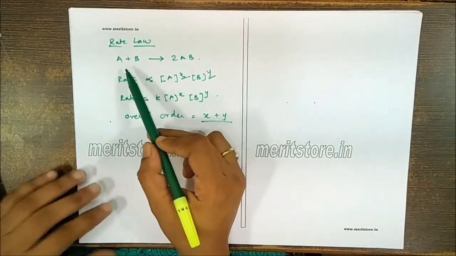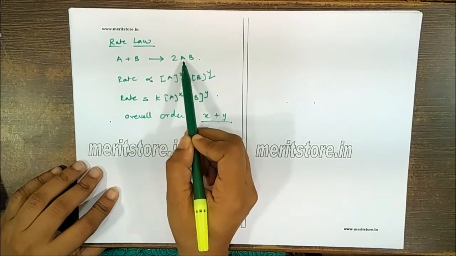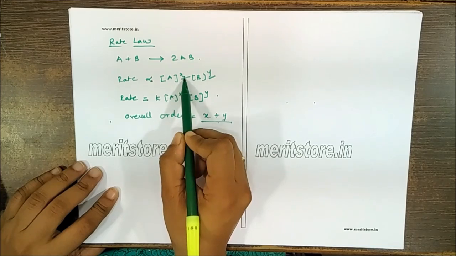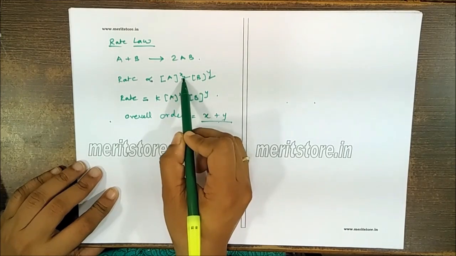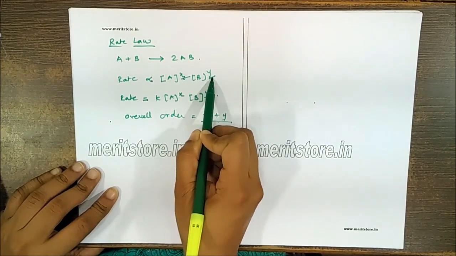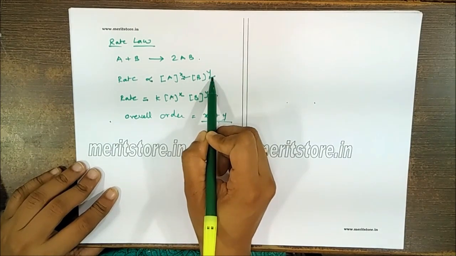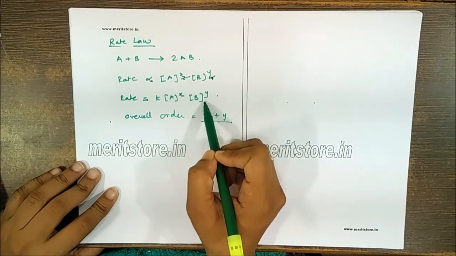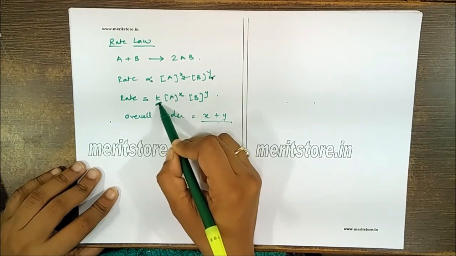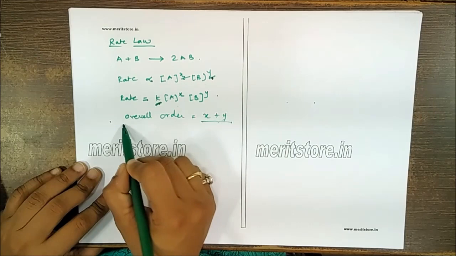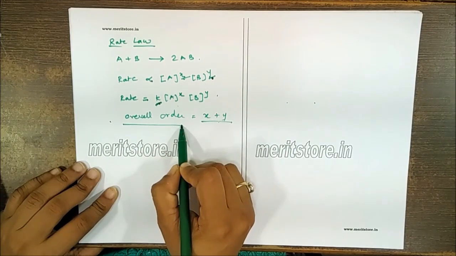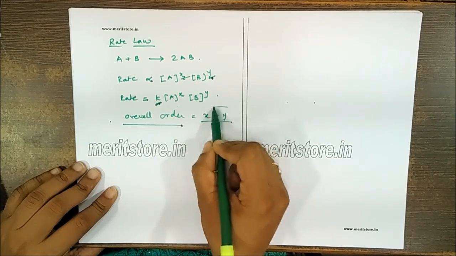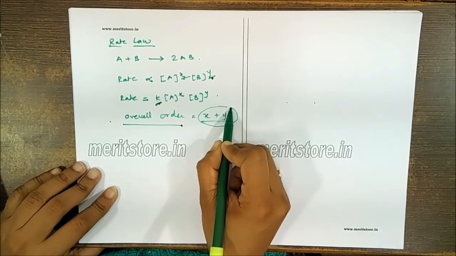If we have an equation like A plus B giving me twice of AB, then the rate is directly proportional to A raised to X and B raised to Y. These values X and Y are to be calculated from the experimental data. So the rate is equal to K into A raised to X and B raised to Y, where K is called the rate constant, and the overall order of the reaction is calculated by adding these exponents. So we have the overall order over here, X plus Y.